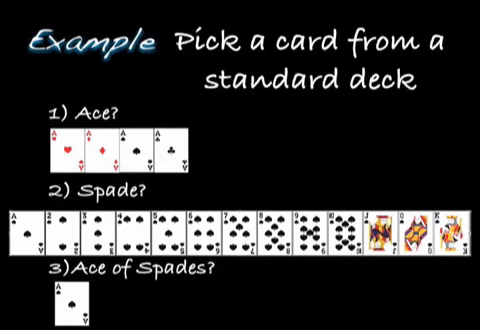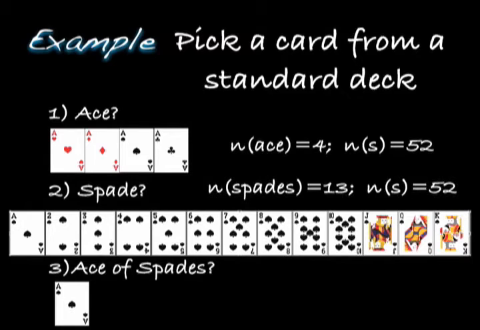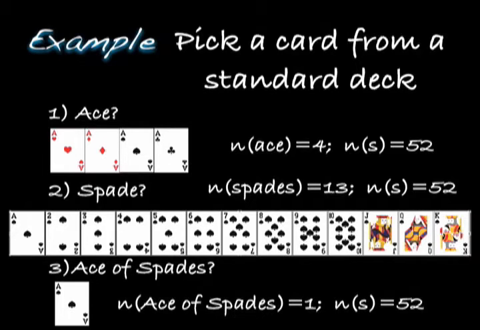Remember the first event? Picking an ace. There were 4 aces out of the 52 cards. Picking a spade. There were 13 spades out of the 52 cards. The ace of spades. There was the 1 ace of spades out of the 52 cards. We can determine these probabilities.